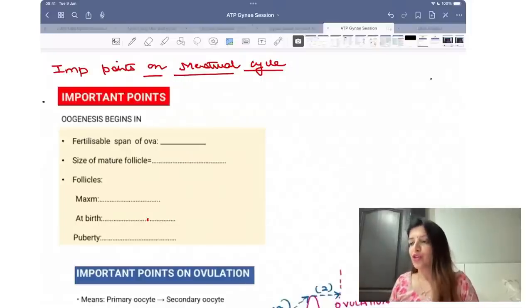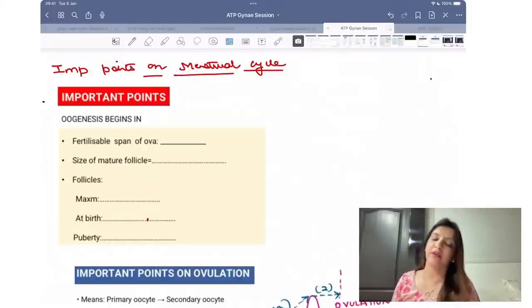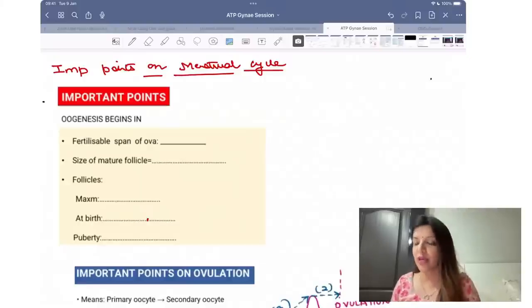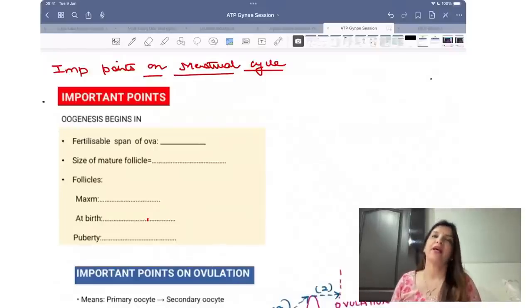Everything is good. Shubham, in heart disease of mother, it's forceps which are preferred. In heart disease of mother, in PIH, in fetal distress, in all of them, it is forceps which is preferred. Okay. Now coming to gynae part.